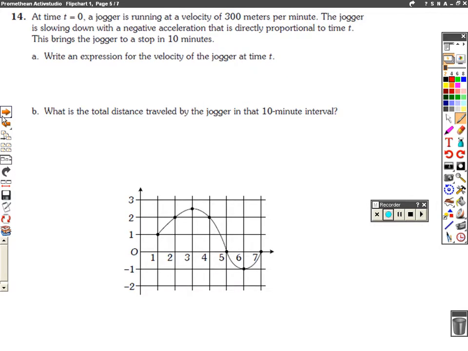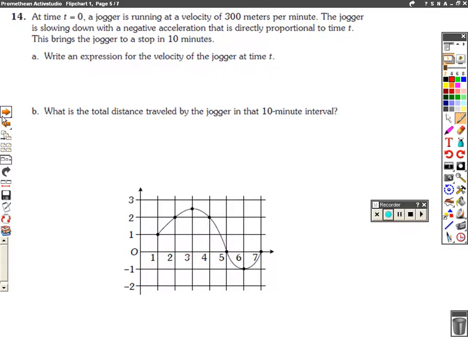All right, number 14. At time t equals 0, a jogger is running at a velocity of 300 meters per minute. The jogger is slowing down with negative acceleration that is directly proportional to time t. This brings the jogger to a stop in 10 minutes. Write an expression for the velocity. What is the total distance traveled by the jogger in that 10-minute interval?